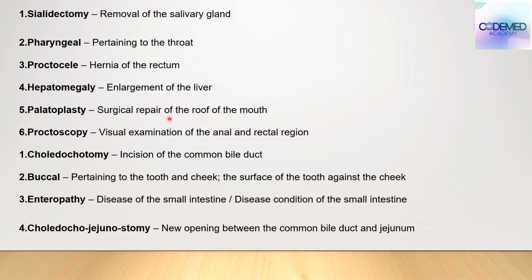Palatoplasty is nothing but a surgical repair of the roof of the mouth, which is nothing but the palate. Proctoscopy is a visual examination of the anal and rectal region. Now, choledochotomy, it is nothing but incision of the common bile duct. If it were ectomy, we would have removed it, but here it is otomy, that means it is nothing but an incision. Buccal is basically pertaining to the inner surface of the cheek, which is facing the teeth.